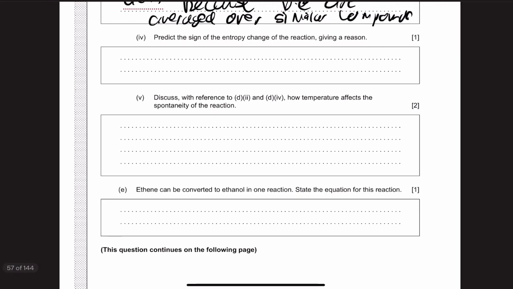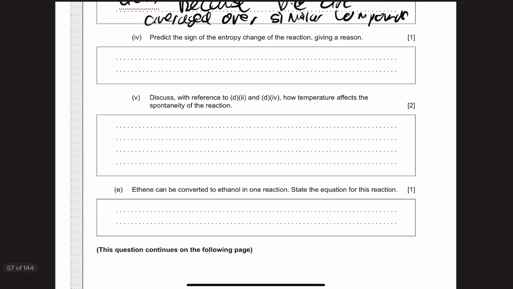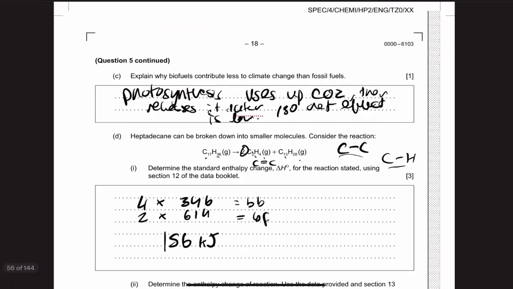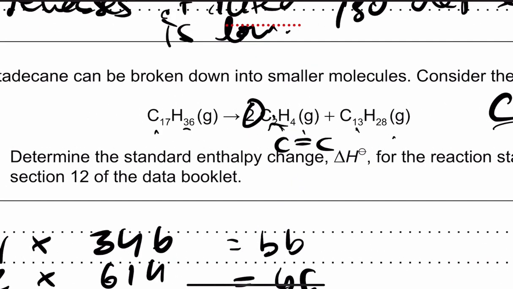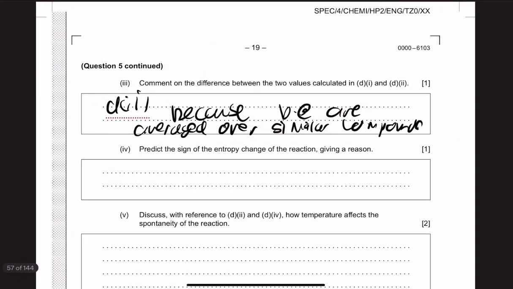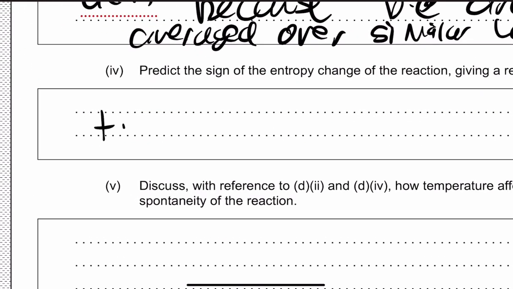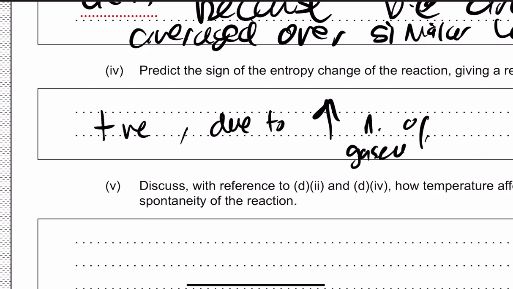Okay. Predict the sign of the enthalpy change of the reaction, giving a reason. So yeah, we have 3 moles of gas here, 1 mole of gas in the reactants, so it's going to be a positive due to increase in number of gaseous moles or moles of gas.